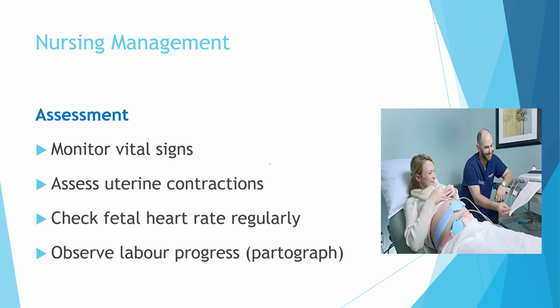Now, let's understand nursing management. As nurses, our first role is to carefully monitor the mother and baby. We check the mother's vital signs like pulse, blood pressure, and temperature to see if she is stable. Then we assess uterine contractions to know how strong and frequent they are. At the same time, we must check the baby's heart rate regularly to make sure the baby is not in distress. Finally, we observe the progress of labor using a partograph, which helps us identify early if labor is not progressing normally. So overall, nursing assessment is all about continuous monitoring and early detection of problems.